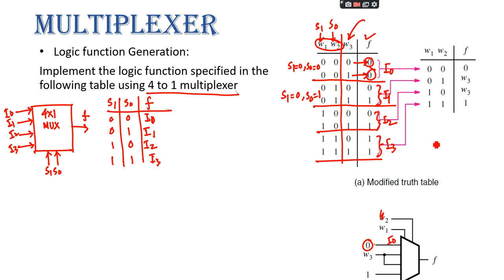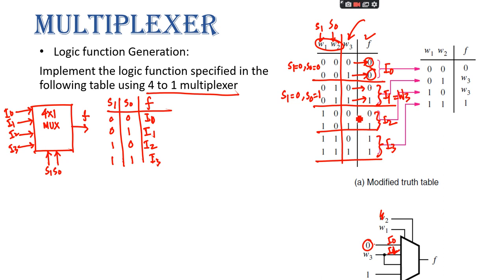Now, for the second case, for I1, whenever W3 is 0, output is 0. Whenever W3 is 1, output is 1. So the output exactly matches W3, right? Yes, sir. So for I1, we can directly connect W3 as I1, right?